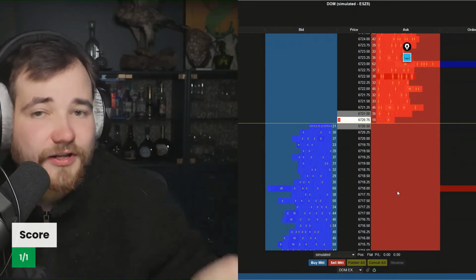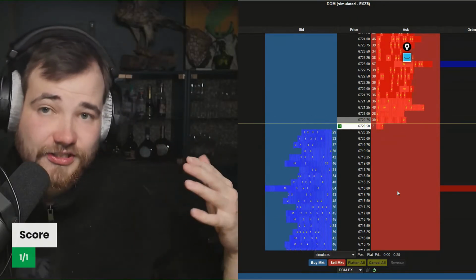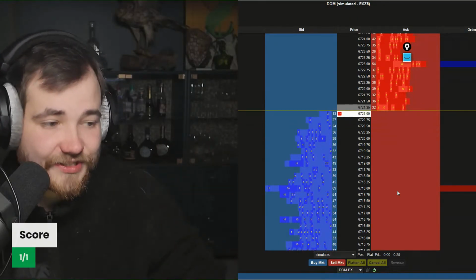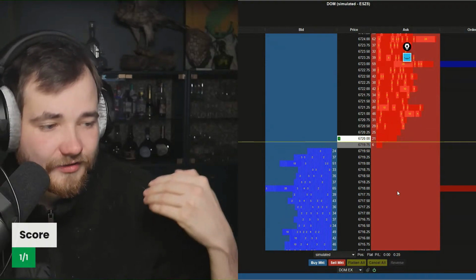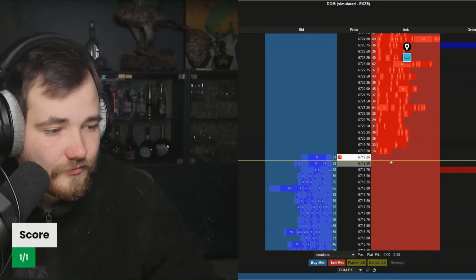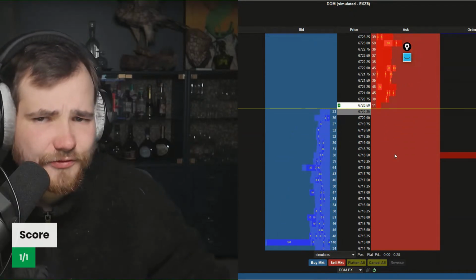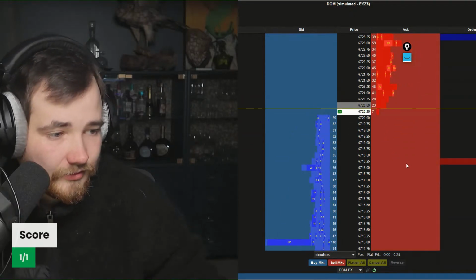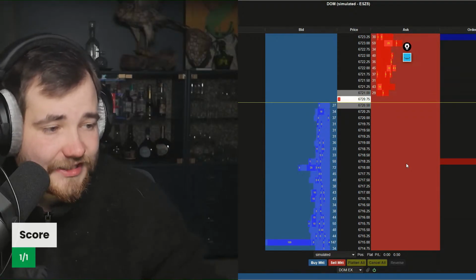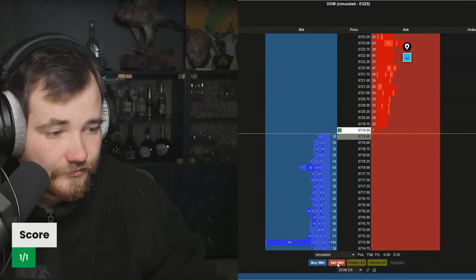But we are trying to find something that allows us to enter. Obviously, if you're looking at a chart and levels, it's gonna be so much easier to see where's the support, where's the resistance. But here on the DOM, you can't really see that. You're just gonna have to feel it out a little bit. But buyers are for sure in control. That's easy to see.